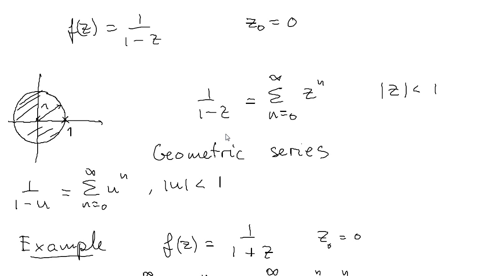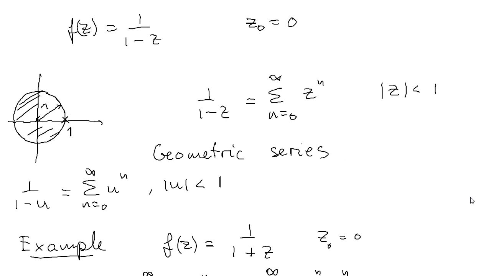This reminds us of the geometric series, which takes the following form. Maybe you have seen it before. 1 over 1 minus u, where I use a different variable here just to not confuse it with z, is equal to the sum from n equal to 0 to infinity of u to the power of n. And of course, in a similar way, the absolute value of u should be less than 1.